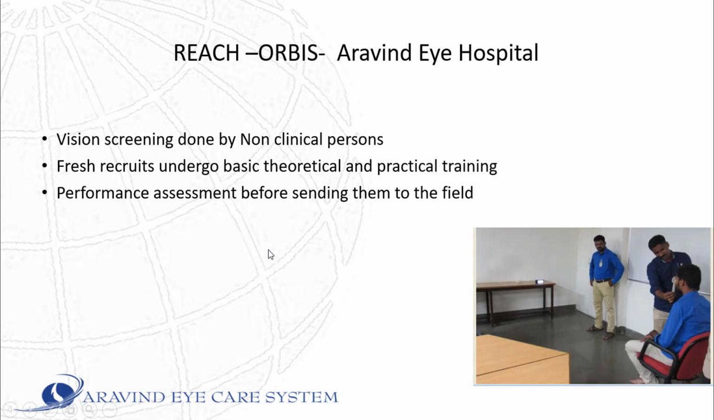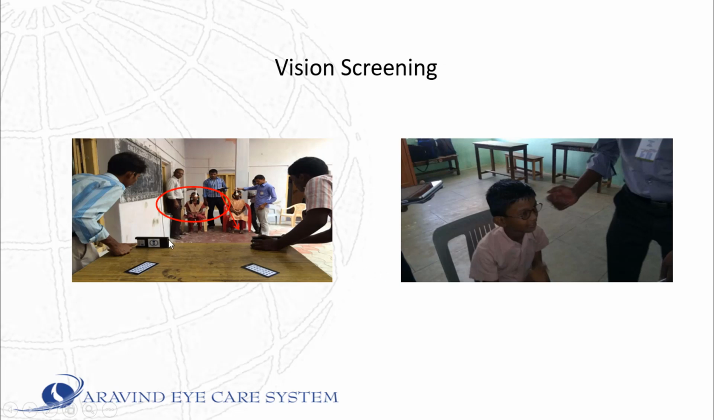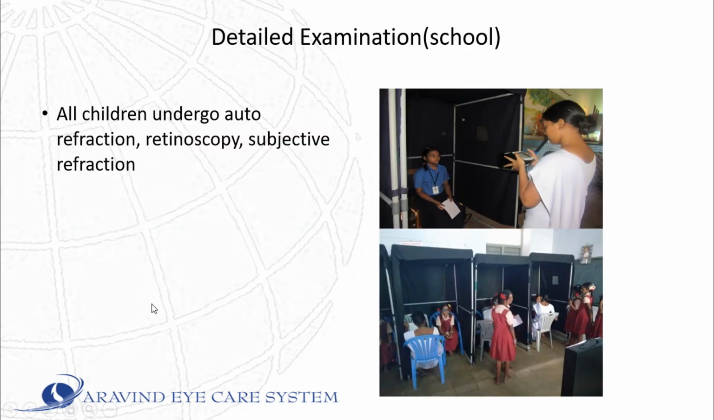Coming to the next model, which was tried in Madurai Hospital with Orbis, it is called the REACH project, where instead of teachers, vision screeners, who are basically graduates trained to do vision checking, were used. They used a 6/9 pocket screener. It had only 6/9 vision, a LogMAR-based chart. They did the screening and everything was documented.